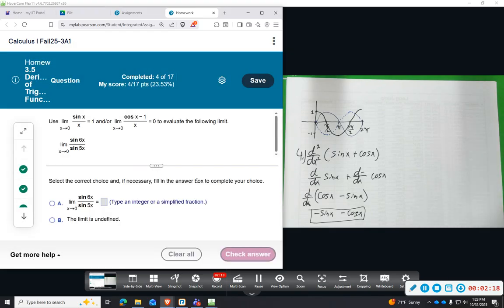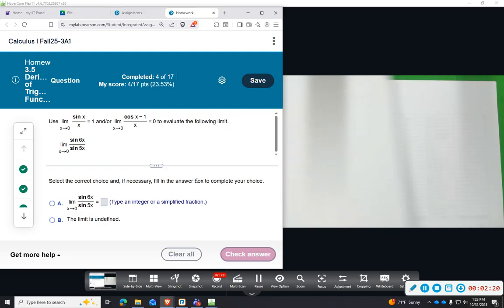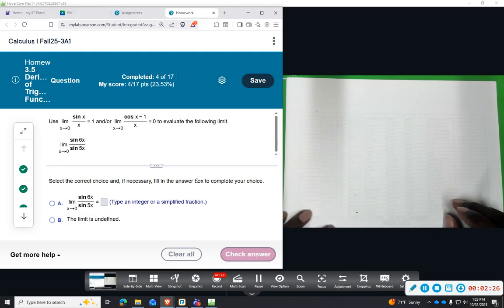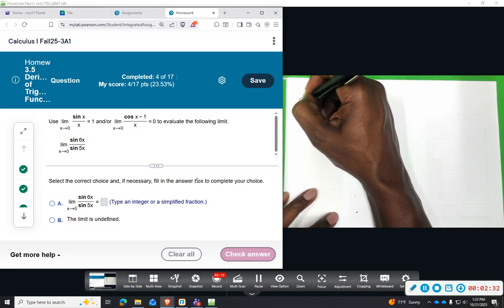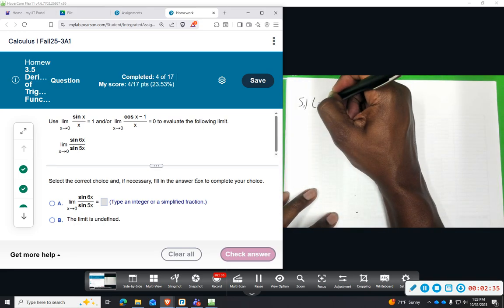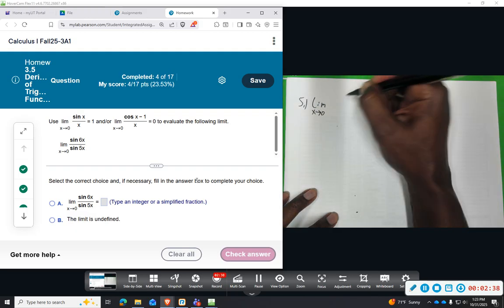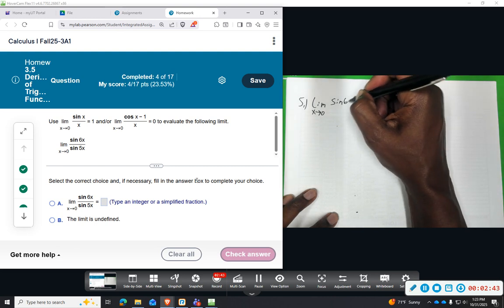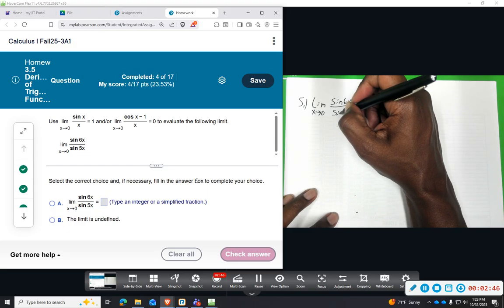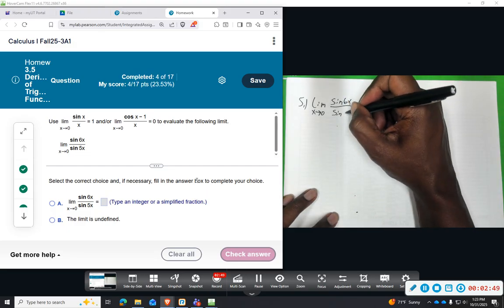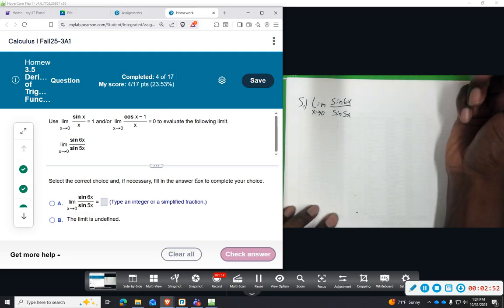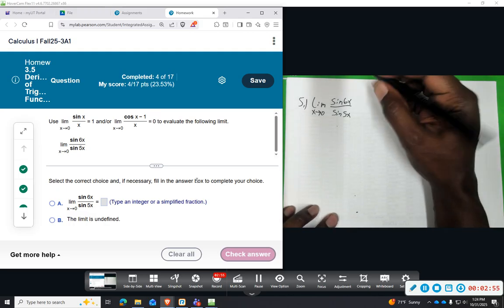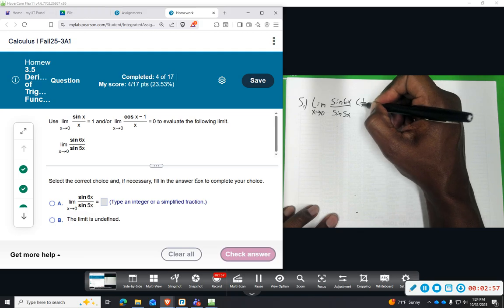Alright, here we're going to be using that definition of the limit of the trig functions to evaluate sine 6x divided by sine 5x. So the limit as x goes to 0 of sine 6x divided by sine 5x. One of the first things we're going to do is multiply the top and bottom by 1 over x.